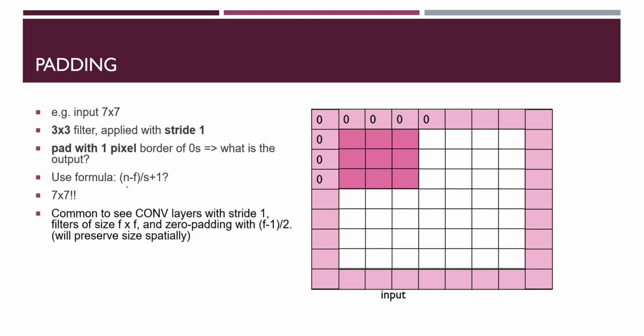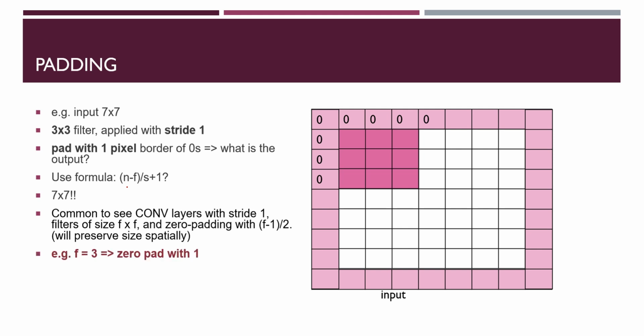So it is very common to see convolution layers with a stride of 1, filters of size f by f, and zero padding with f minus 1 by 2. So this is going to preserve the size of the image spatially. So the resultant that you will get after convolution, if you use padding, will be the same image. So the dimensions basically of the image will remain the same.